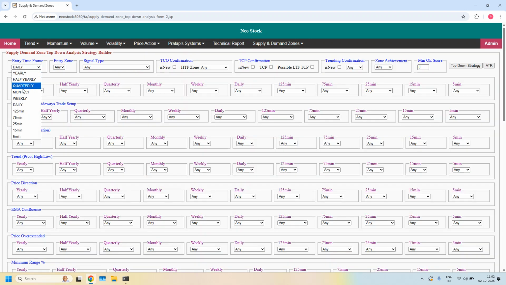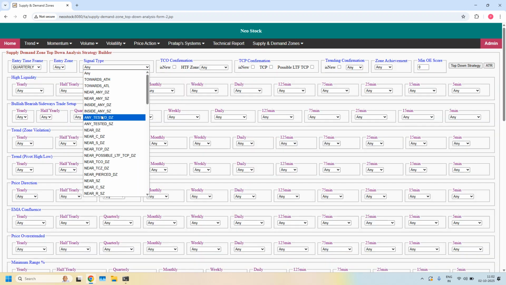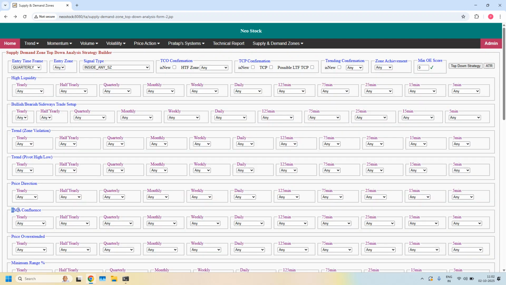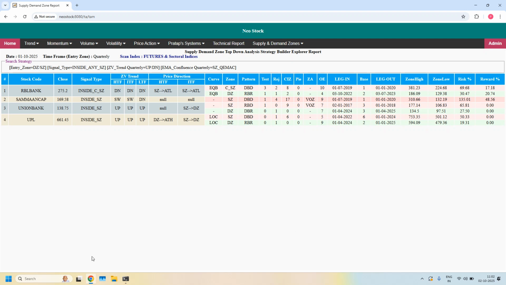Next, price closed inside the quarterly supply zone. We got 11 stocks. Next, we will further filter based on quarterly supply zone having quarterly EMA confluence, and also trend on the quarterly should not be sideways. We got 4 stocks.